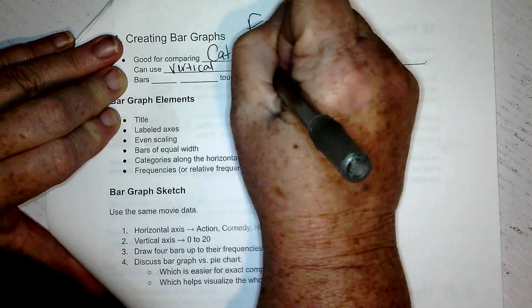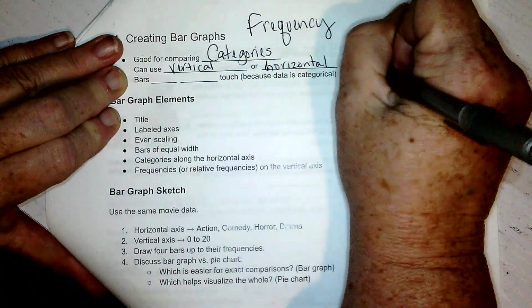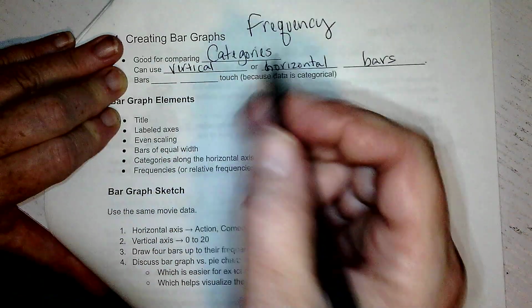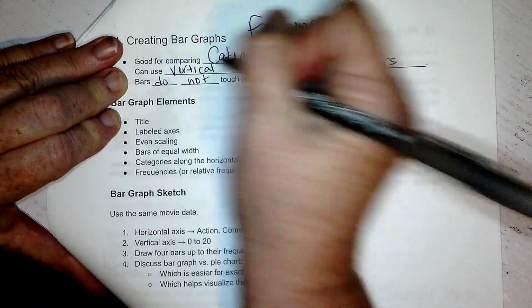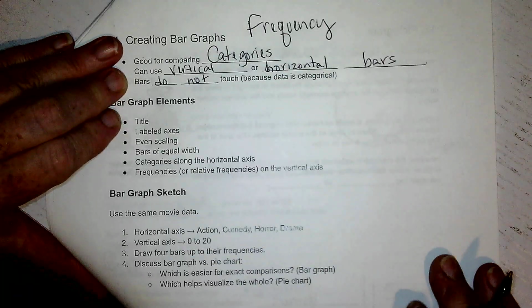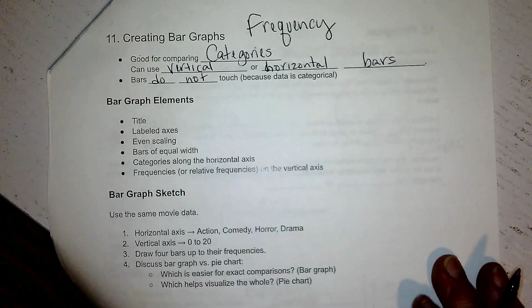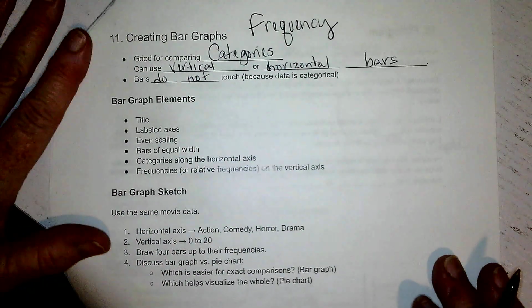Vertical or horizontal bars to represent. And then bars do not touch with bar graphs. Okay, you will learn about some that do touch once you get to the next statistics class. You'll learn about Pareto ones that actually go in order that are kind of cool. I like those a lot.